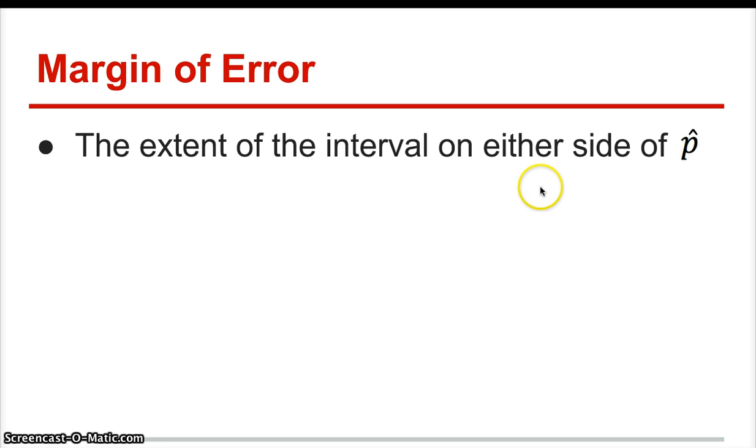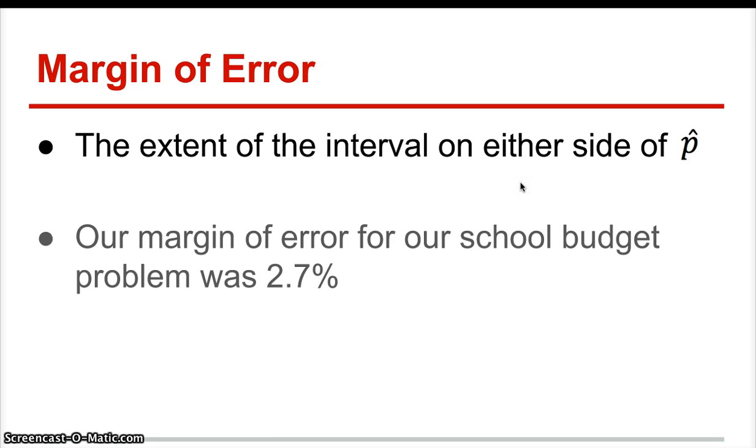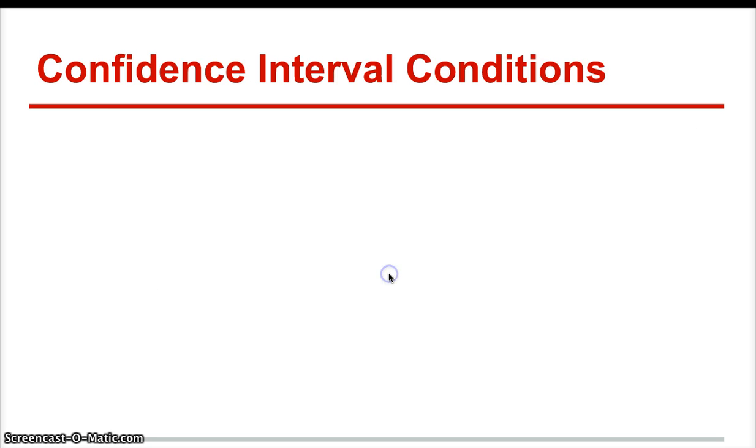So the margin of error is just the extent of the interval on either side of the mean, the expected mean, or the sample mean, depending on whatever it is, the middle one. Our margin of error for our school budget was just 2.7. Because that's all it is, we go to the left 2.7 or we go to the right 2.7. So margin of error is very similar, if not the same, as standard deviation.